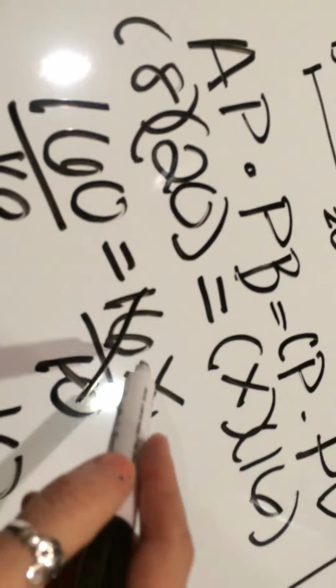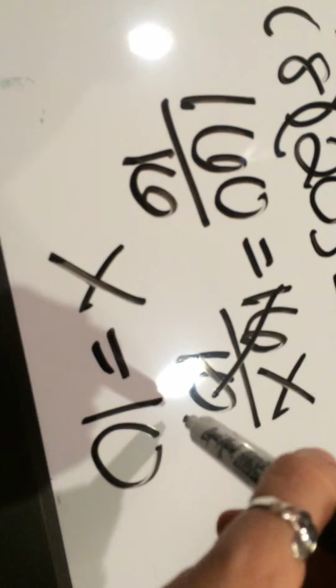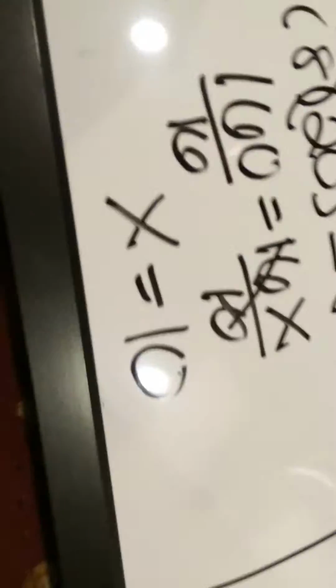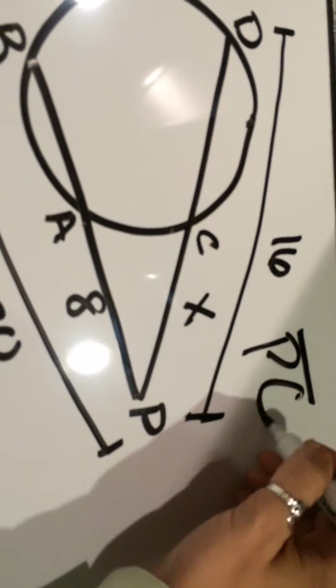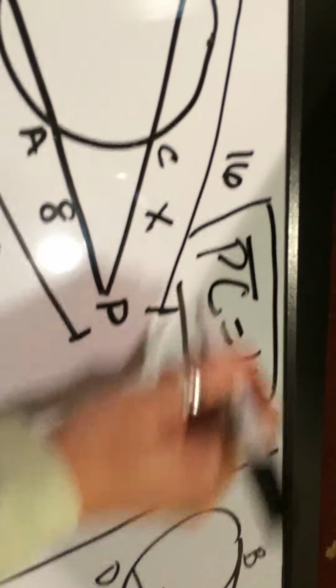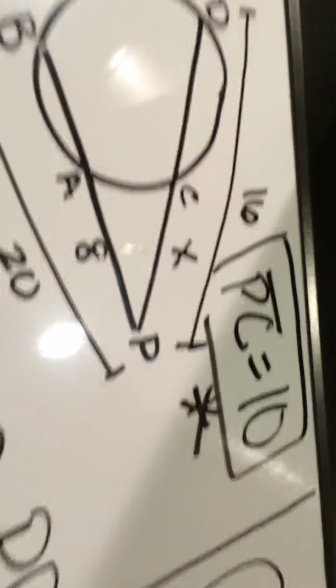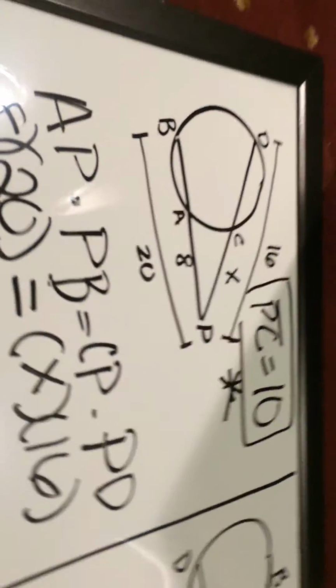So 8 times 20 is 160, and 16 times X is 16X. 160 is equal to 16X. Divide both sides by 16. X is 10. But we're not done. Now we have to write line segment PC is equal to 10, and put a pretty box around it. You could even star it if you want. Yay! So that is all about secants.